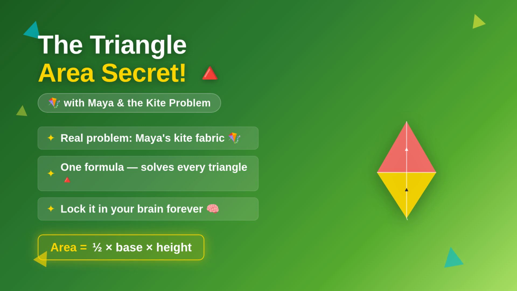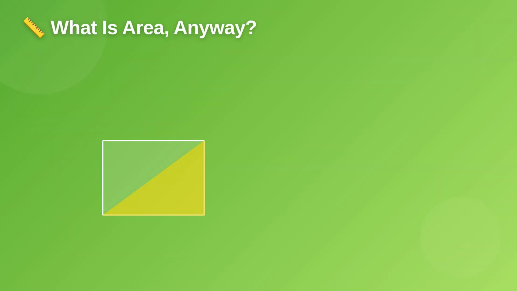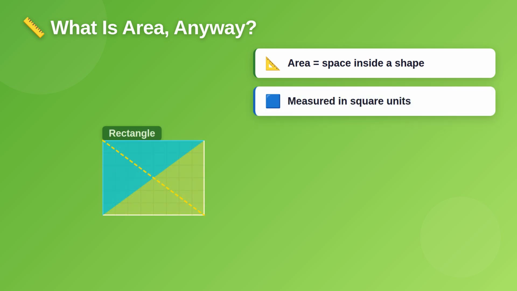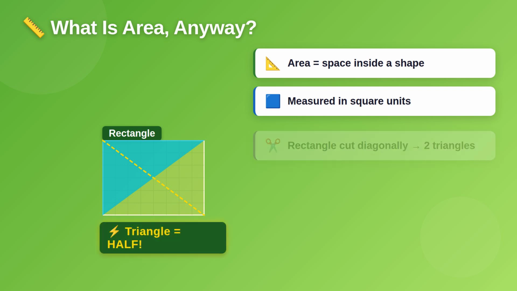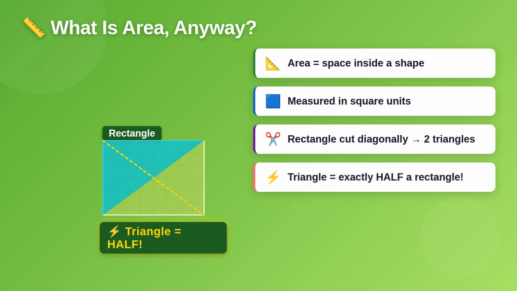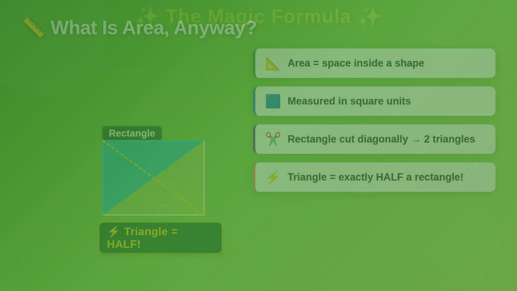Let's go. Before we jump into the formula, let's make sure we understand what area actually means. Area is the amount of space inside a shape, like how many square tiles would cover it completely. We measure area in square units: square inches, square feet, square centimeters. Now here's a cool secret, and this is the key to everything. A triangle is exactly half of a rectangle. Cut any rectangle diagonally, and boom, you get two identical triangles. That's where our formula comes from.